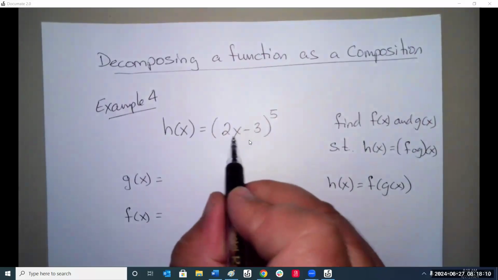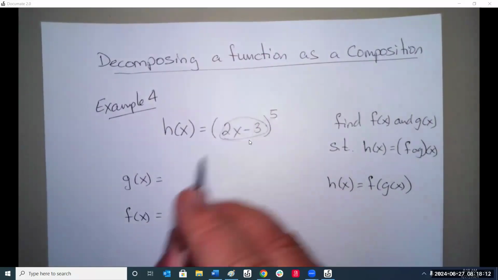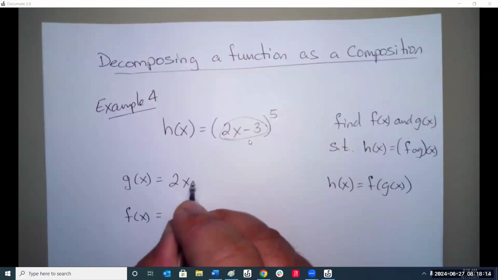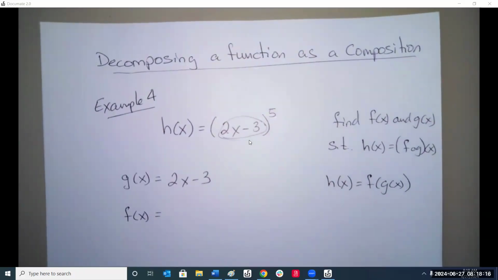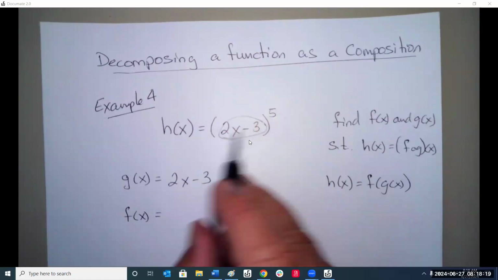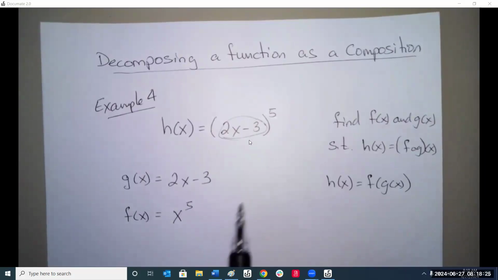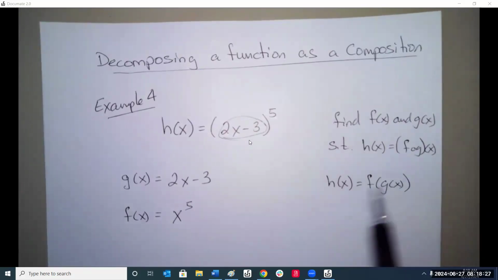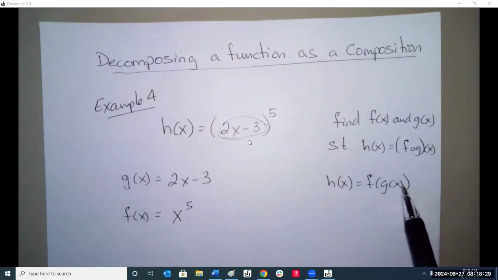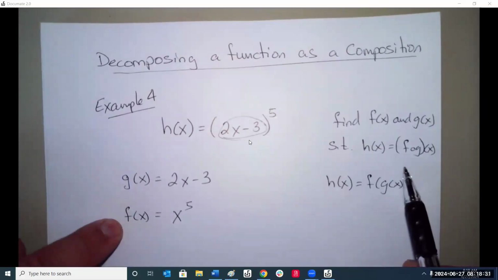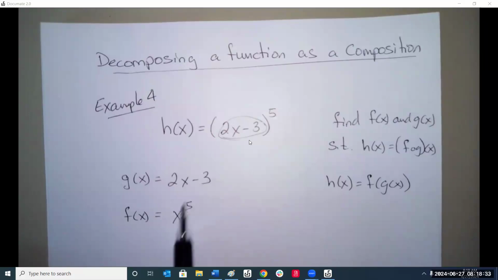Well, the inside function we can see is this one right here. It's inside the equation. So it's 2x minus 3. And the outer function is x to the fifth. Because in this, f of g of x, this goes inside here, we get that.